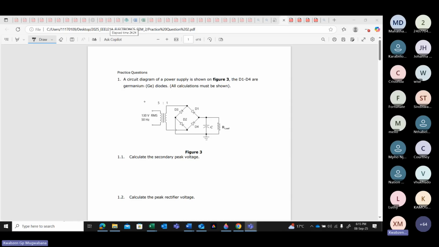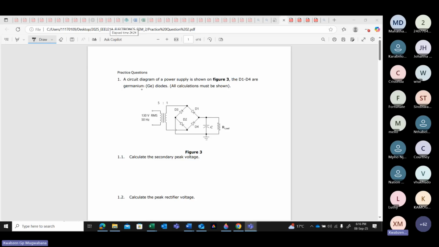Now, if I can start there, which is your question 1, it says a circuit diagram of a power supply is shown in figure 3. This is your figure 3. This is your circuit. Then it says the diodes D1 to D4 are germanium diodes, which means D1, D2, D3, and D4 are germanium diodes. Remember, for practical purposes, we don't use germanium, but we use silicon. But because this is the theoretical analysis, remember I told you with diodes, we have 2 types, which is your silicon diode and also your germanium diode, which means here we are using the germanium diode.